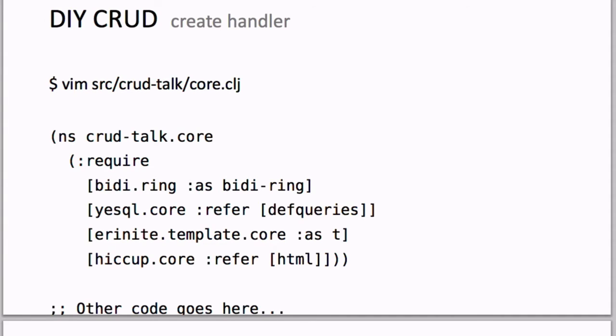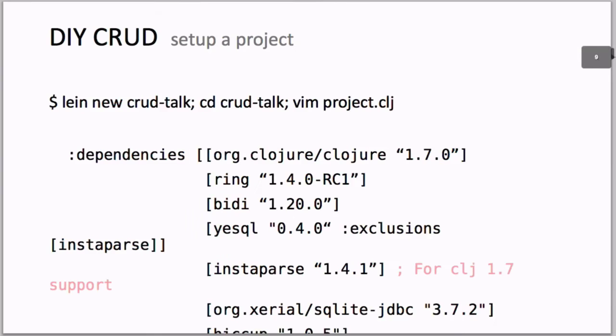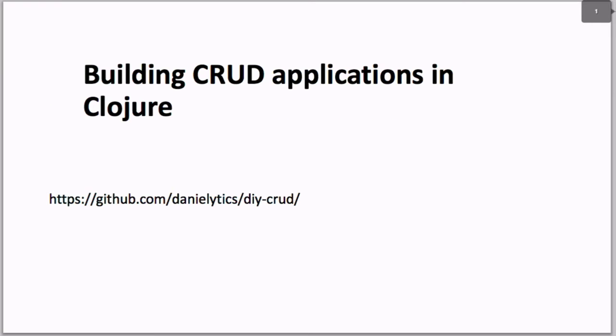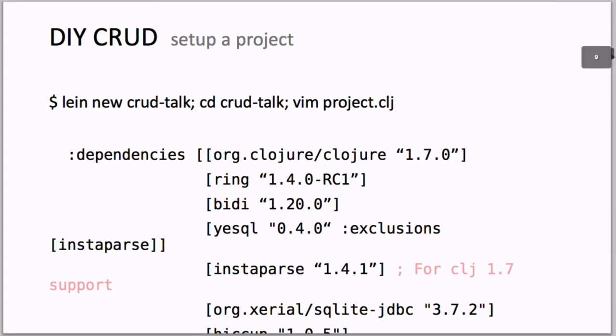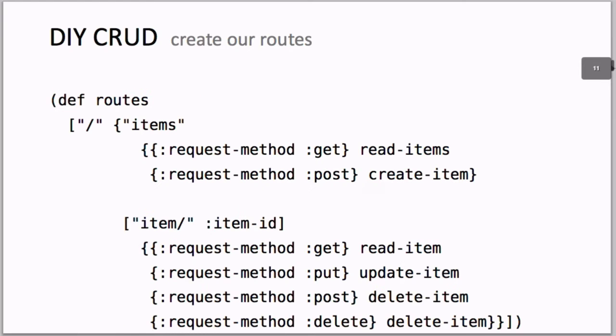So all I did below there was set up a Ring handler with Bidi, and it's really easy. The code is actually online as well. It's at that URL, so you can run it all from there. But I'll put up the proper slides tonight or tomorrow.